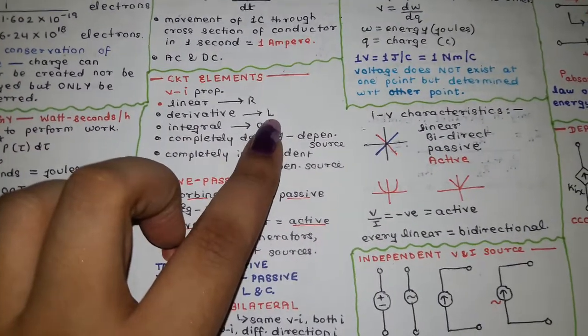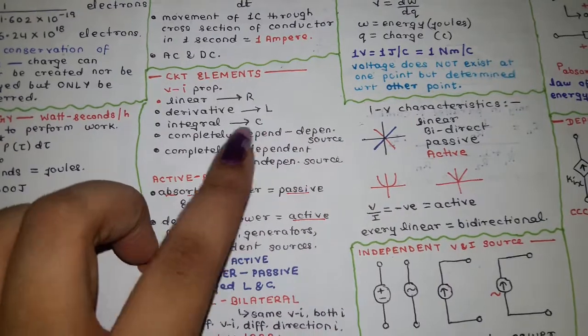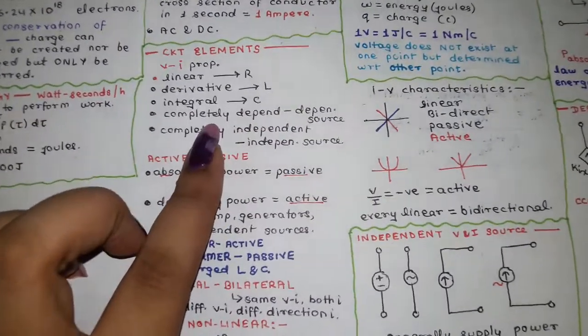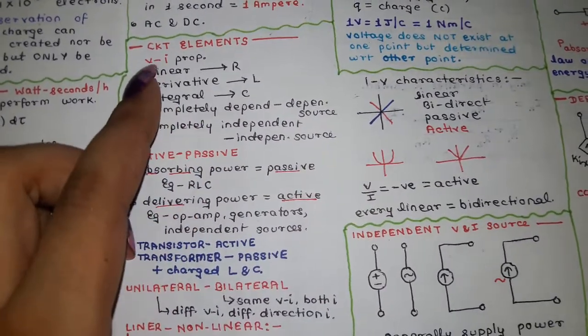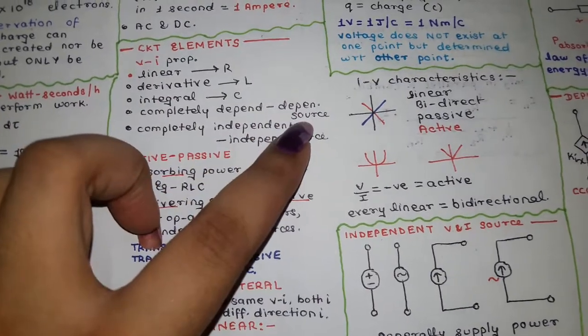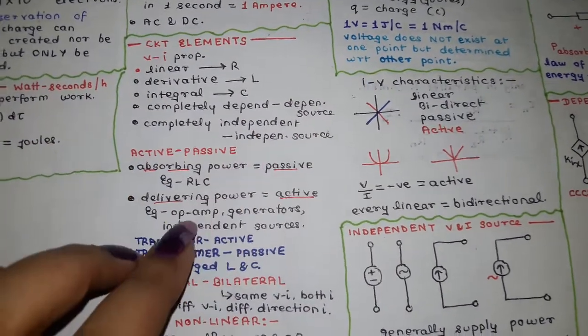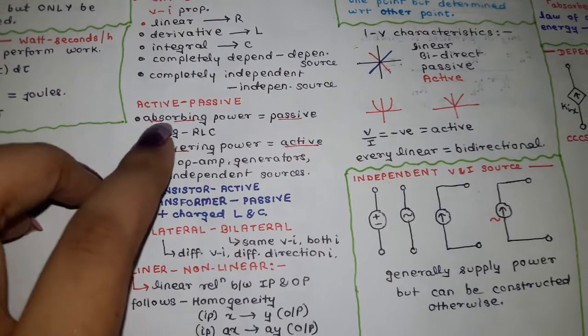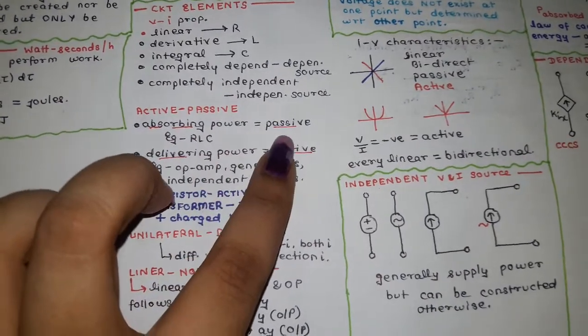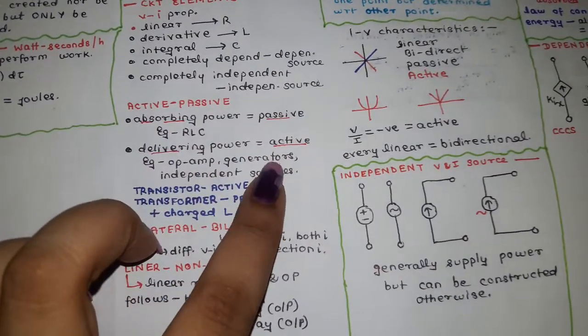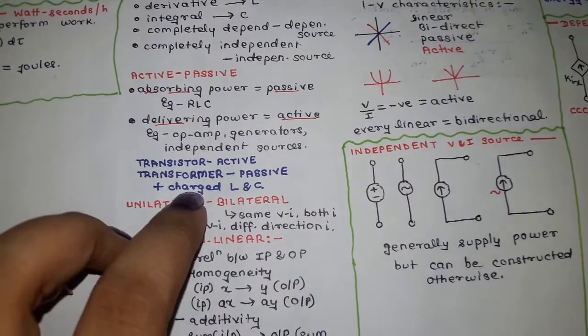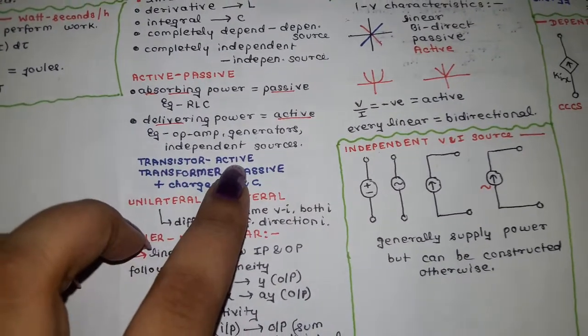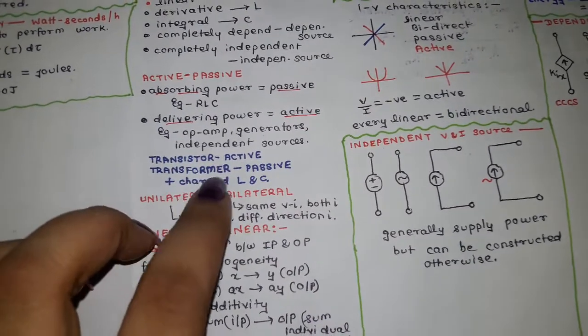Then it's inductor. In integral they have capacitor, and if the voltage completely depends on current, then it is a dependent source, and vice versa. Then we have active, passive. Absorbing power is a passive element, delivering power is an active element. Then we have some things to remember, that transistor is an active element because it provides power gain, and transformer is passive.